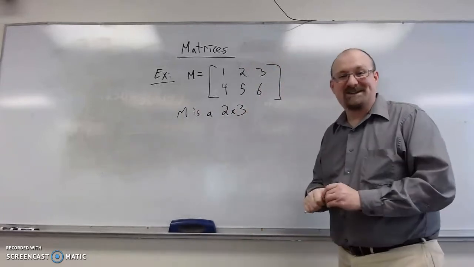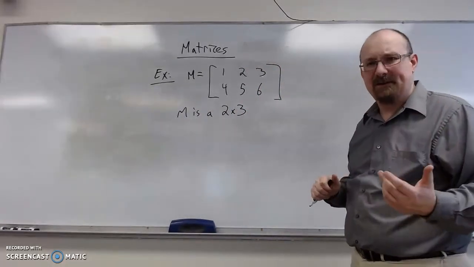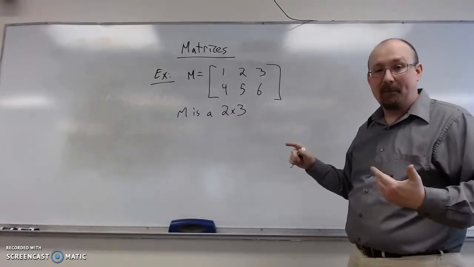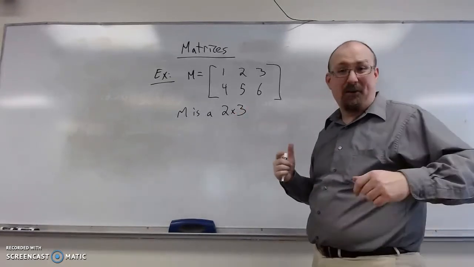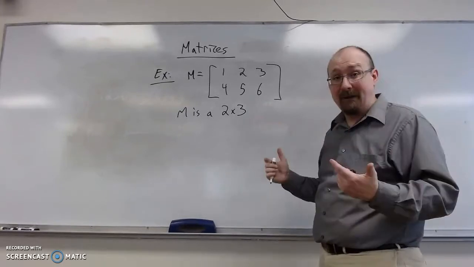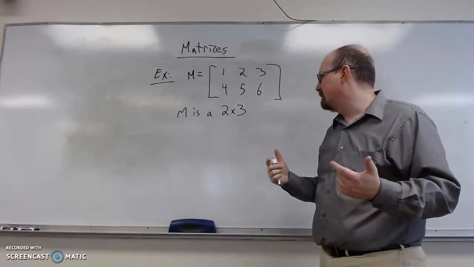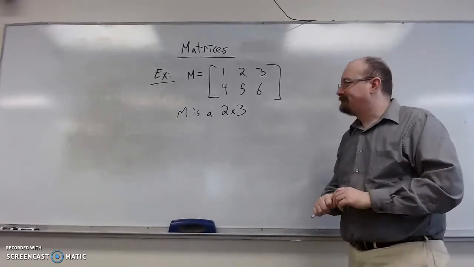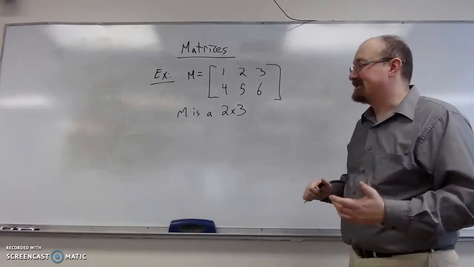We'll often refer to the size or the dimensions of a matrix like so: number of rows by number of columns. We don't multiply these together. Don't say it's a 6 matrix. It's 2 by 3, like a piece of lumber. I don't think 2 by 3 is an actual lumber size. So we get a 2 by 3 matrix here.